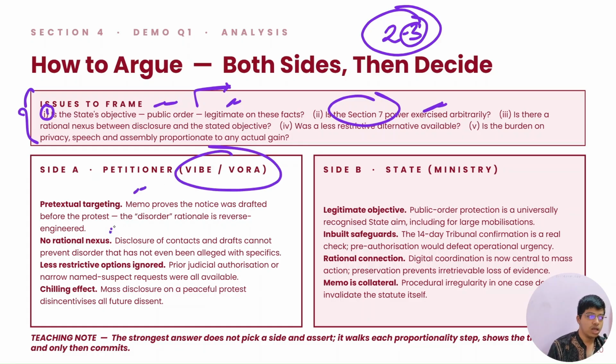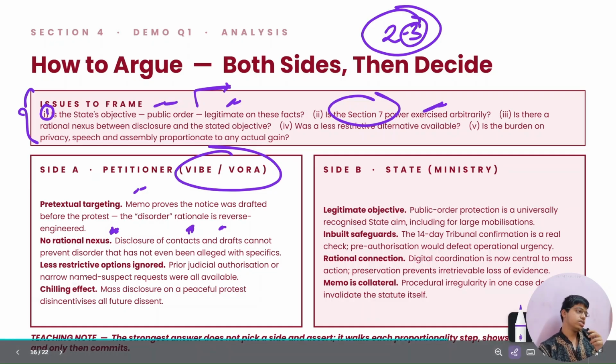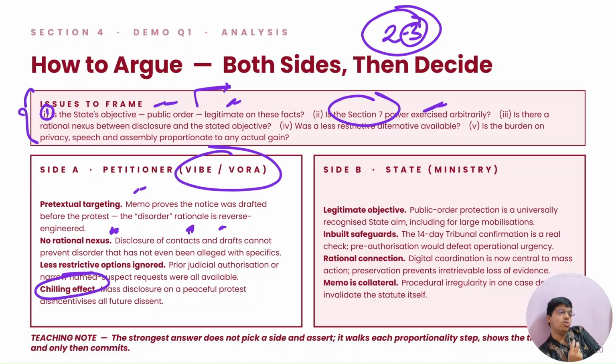That memo shows that the entire thing, such as the arrest, was planned beforehand. There is no rational nexus between contacts and drafts, between disclosure, and how they are related. Less restrictive options are present. Give a few examples: narrowly name the suspect scope, pinpoint properly instead of a blanket ban. And chilling effect. Whenever you are going against the state, bring the argument of chilling effect, that if you do this today, tomorrow the actions of the state will be much more archaic.